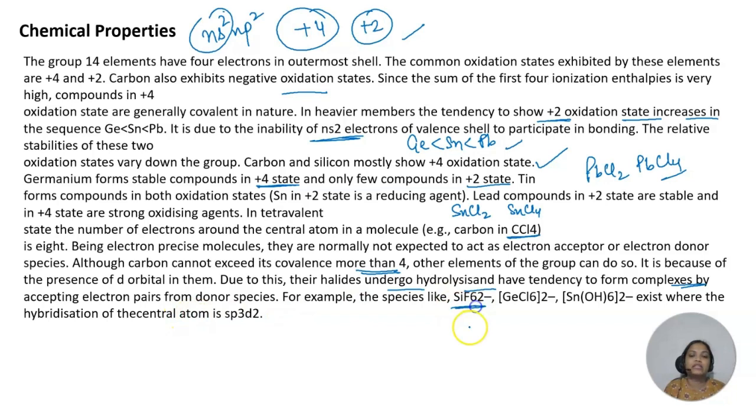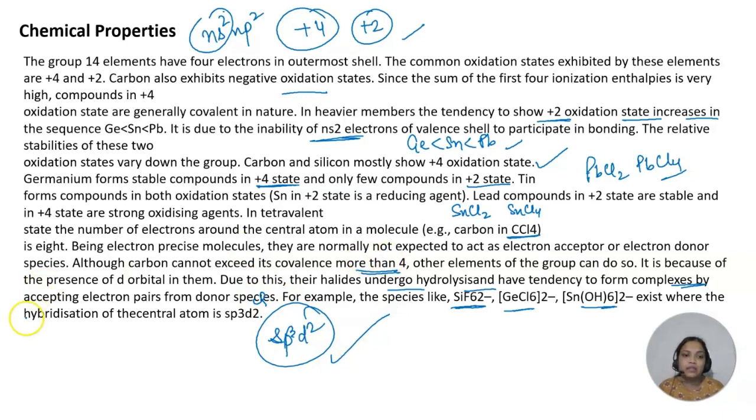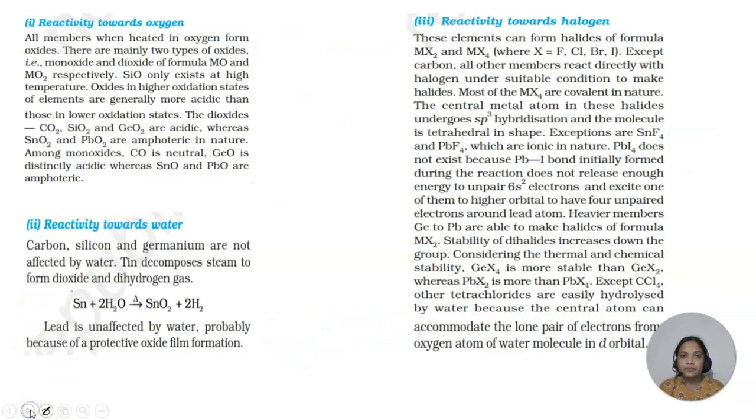Like here you can see SiF6, GeCl6. So here the hybridization is sp3d2. So d orbitals are also participating in the bonding.